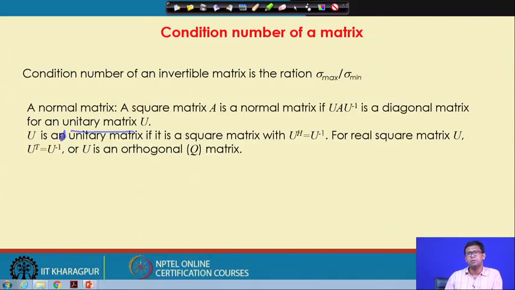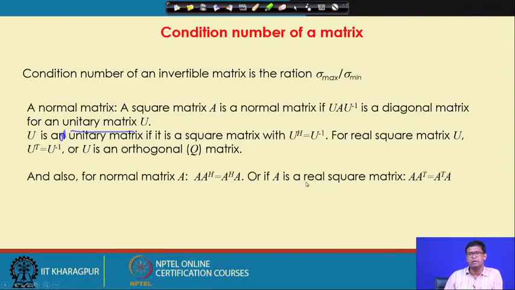So, a unitary matrix is the complex equivalent of an orthogonal matrix. So, if U A U inverse is a diagonal matrix, or for a real matrix, Q A Q transpose is a diagonal matrix, then A is called a normal matrix.